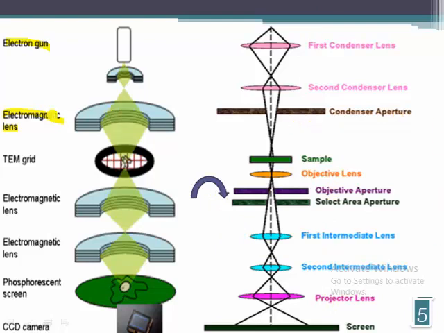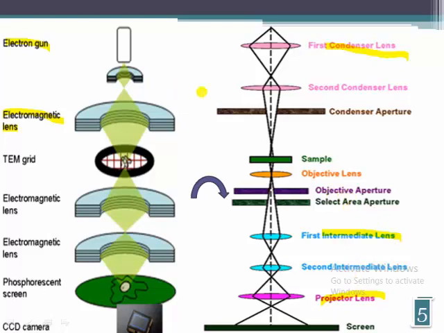Here there are three types of lenses. You can see the electromagnetic lenses. You can divide these three electromagnetic lenses into the condenser lens, the intermediate lens, and the projector lens. Means there are three types of electromagnetic lenses present over here: the condenser lens, the intermediate lenses, or you can say objective lenses, and the projector lenses.